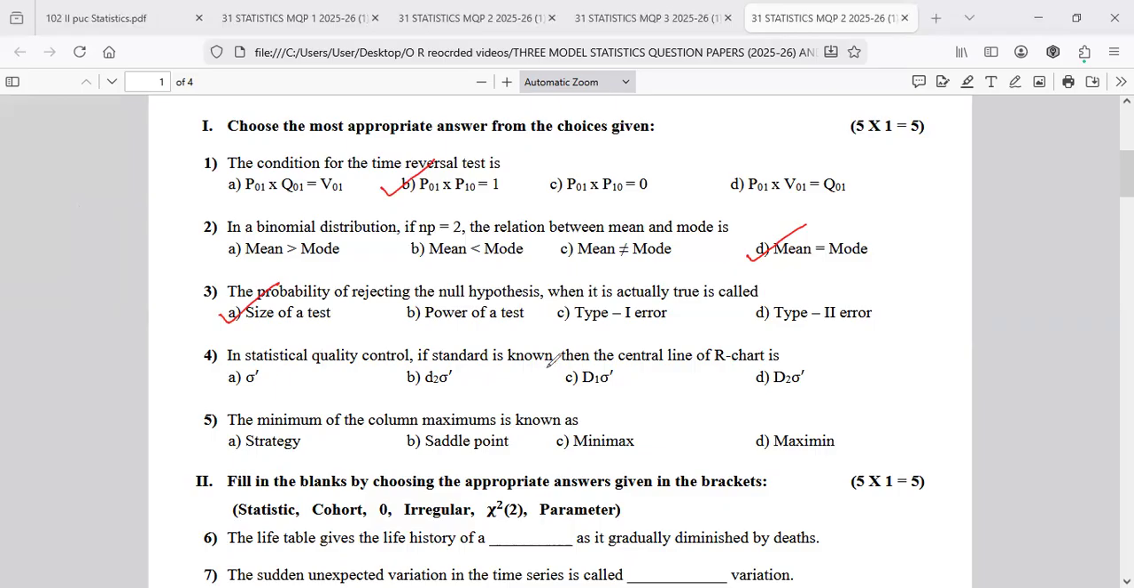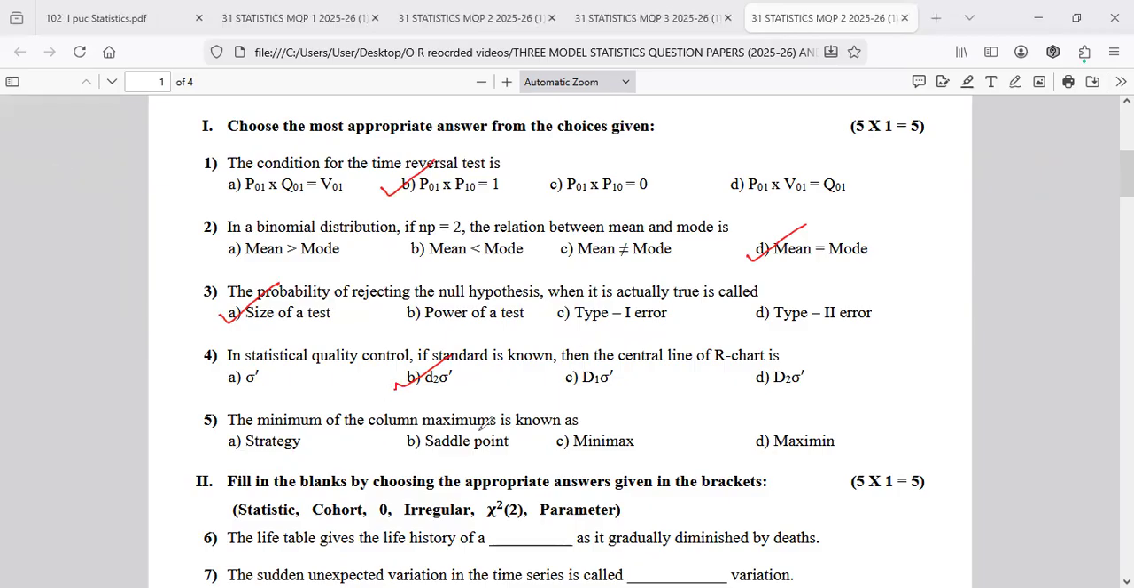If standard is known, then the central line of R chart. So that is D1, D2, sigma prime. So D2 sigma prime. Okay. So UCL, CL, LCL. What they ask is the central line. Yes. So the option is D2 sigma prime. That is option B. Okay. Just recall like this only. Write the right formula, we'll get the accurate answer.